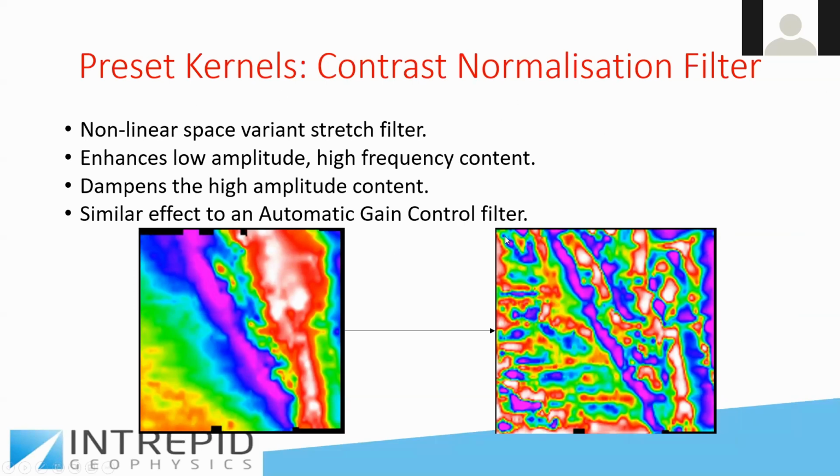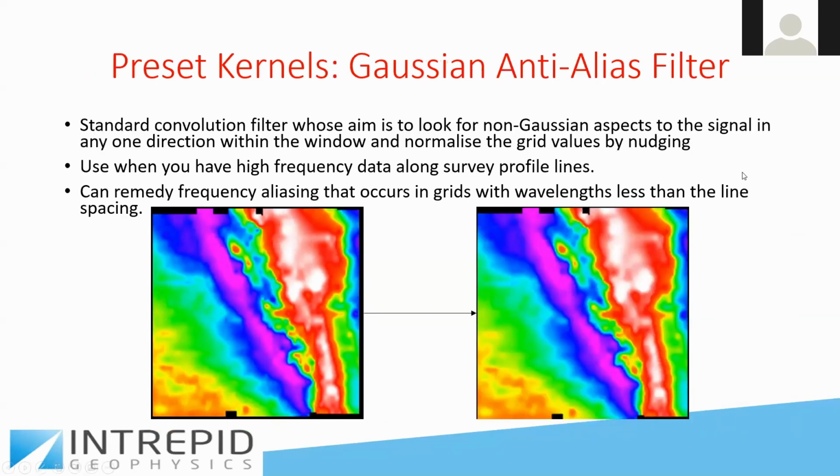There's a contrast normalization filter. It enhances the low amplitude, high frequency content within your grid and dampens the high amplitude content. It's similar in effect to an automatic gain control filter. There's a Gaussian anti-alias filter. It's useful when you have high frequency data along your survey profile lines and can remedy the aliasing that is occurring with wavelengths that are less than the line spacing of your data set.